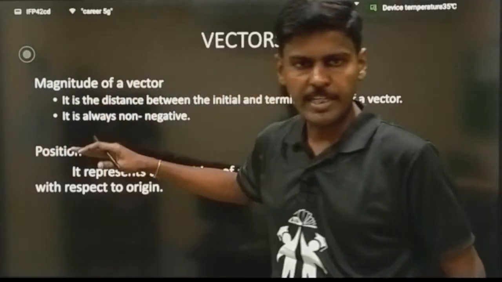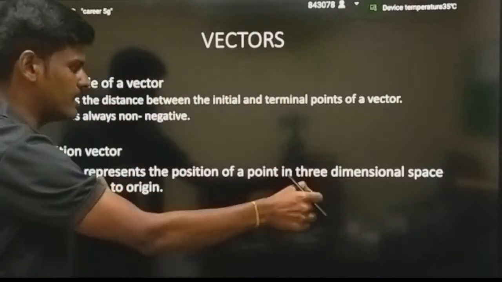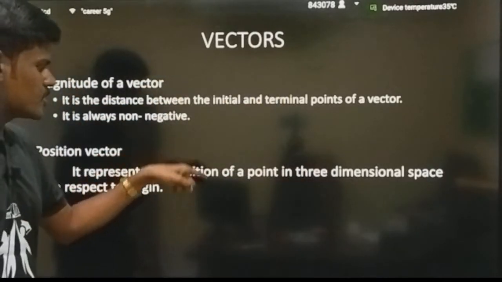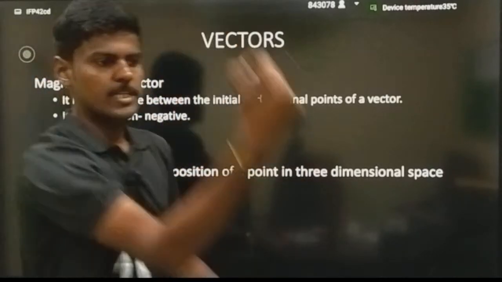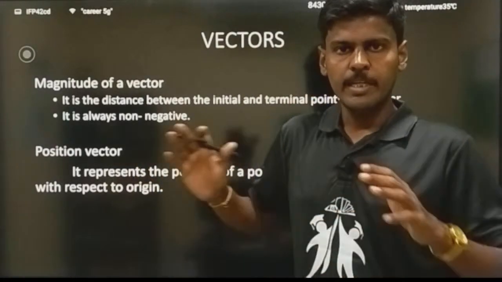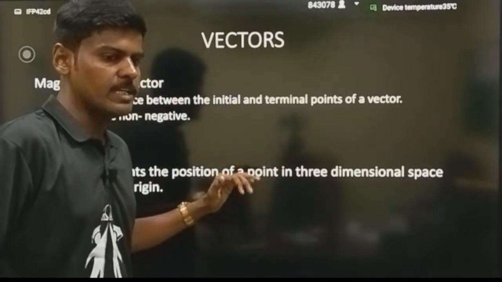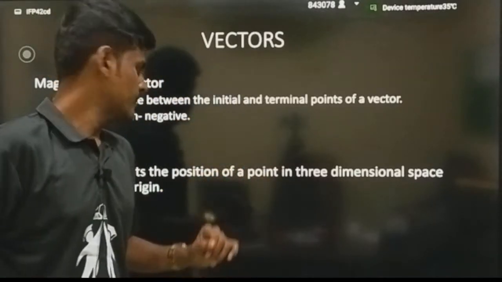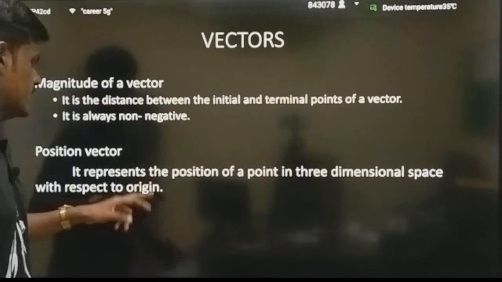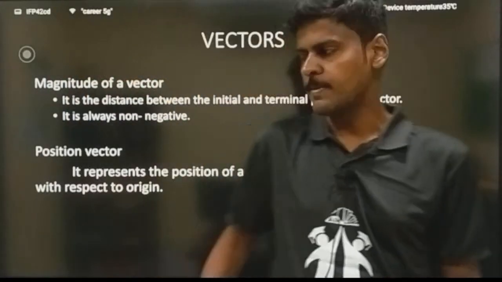So what is a position vector? We always represent a position vector with respect to another point. So it represents the position of a point with respect to either the origin or some other point. That is the position vector. In three-dimensional space, we generally write the position vector with respect to the origin. Right? It is the position of a point in three-dimensional space with respect to the origin.